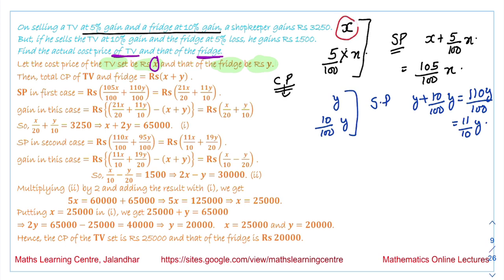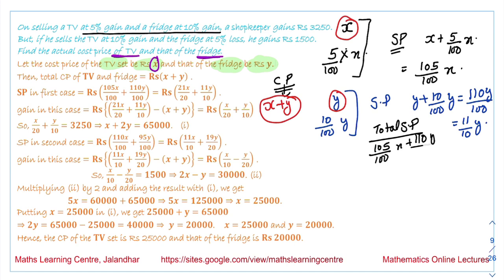Total cost price means we are talking about the cost of TV and fridge, it is x plus y. What is the total selling price? Total selling price is 105 by 100x plus 110 by 100y. This is the total selling price. Now how much has the shopkeeper gained from this?